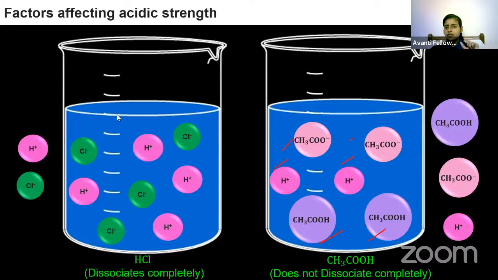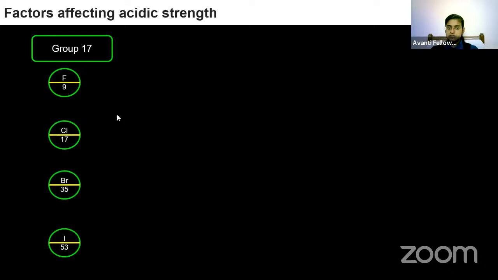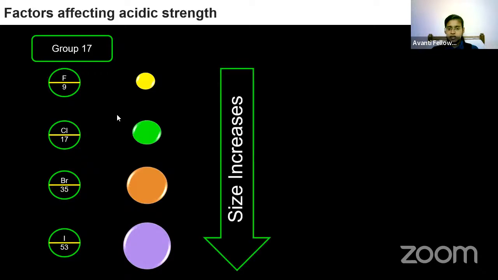Now, what are the factors that affect this strength? The very first factor is the group 17 elements: fluorine, chlorine, bromine and iodine. 9, 17, 35, 53 are the atomic numbers of those elements. If you look at the size of these four elements of group 17, fluorine will be smaller in size, and on moving down the group, the size will increase.